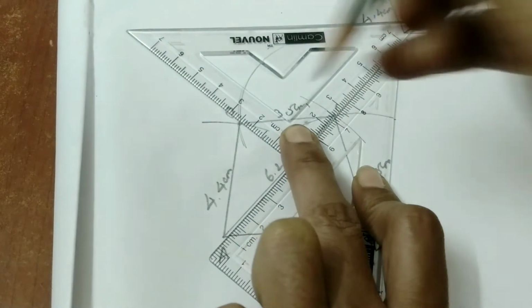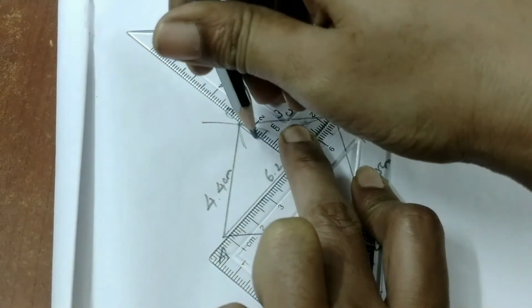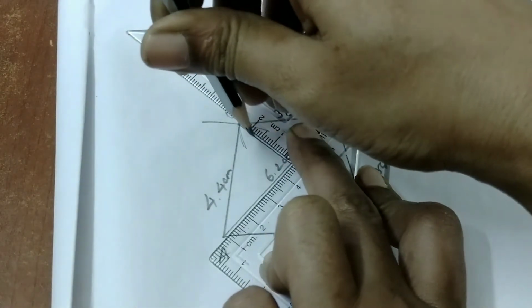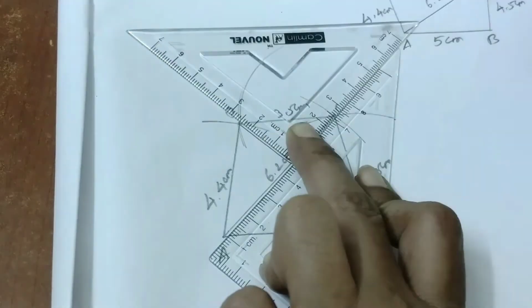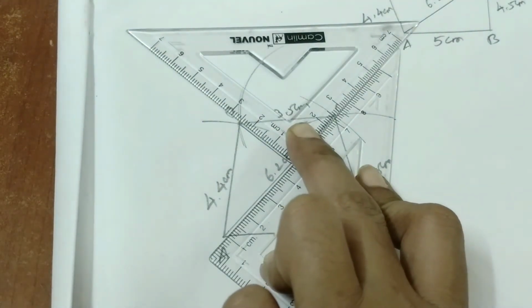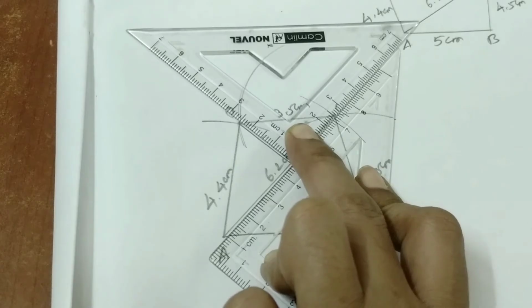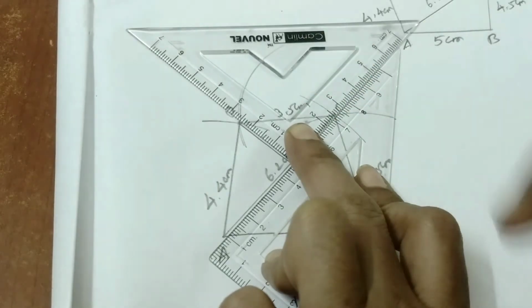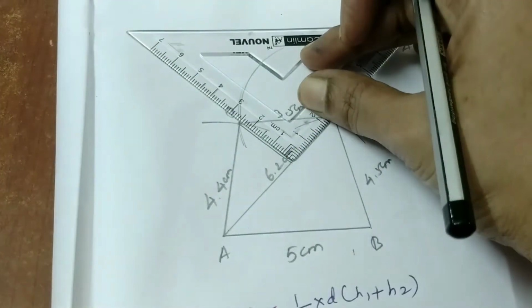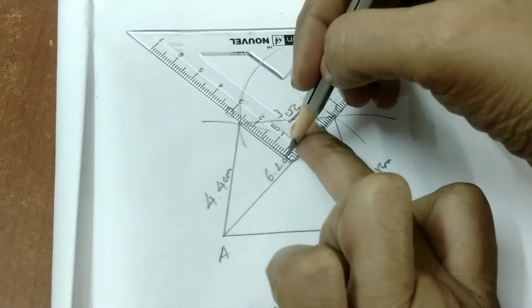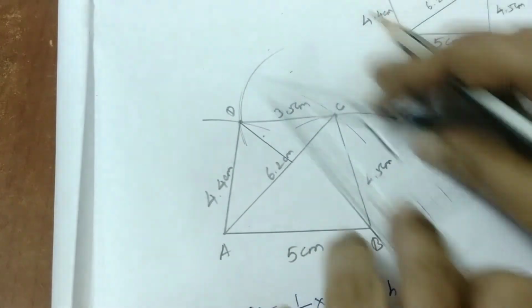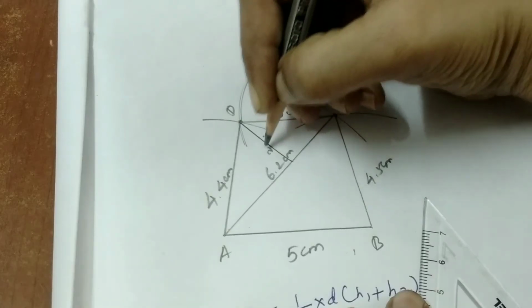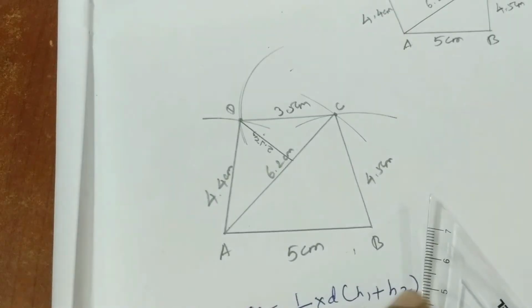We have to draw one height from D to this diagonal. So this is our first height of the quadrilateral. Do you understand the procedure of how to draw the height of the quadrilateral? This is our first height. Just measure the height, 1 to 2.5. So this height is 2.5 centimeter.